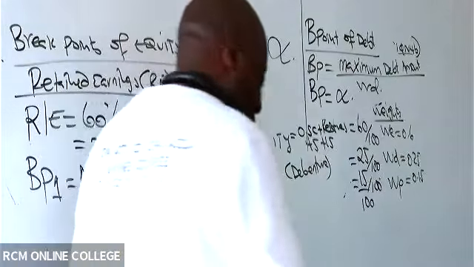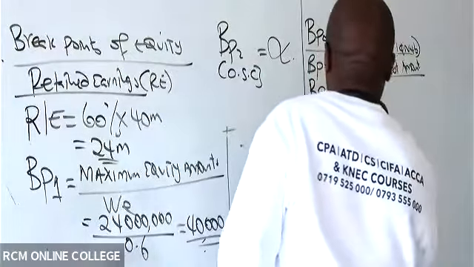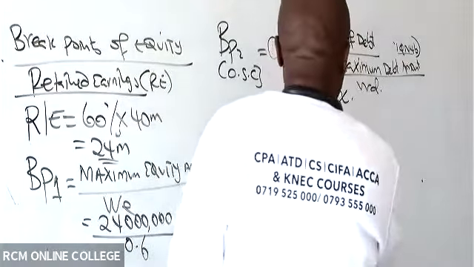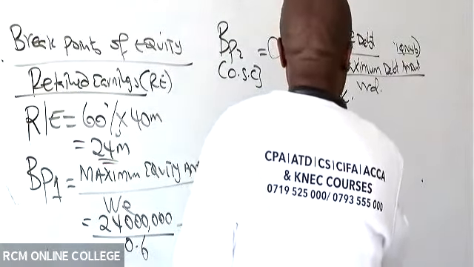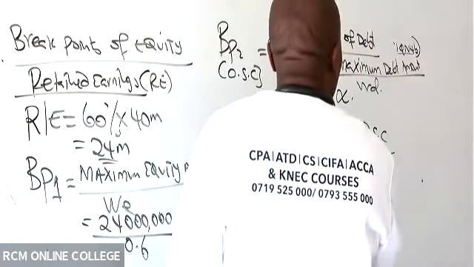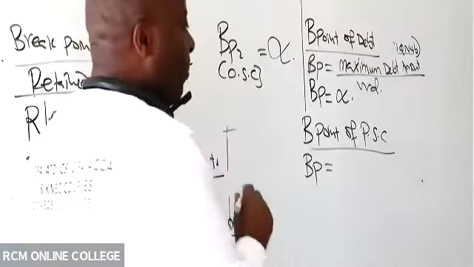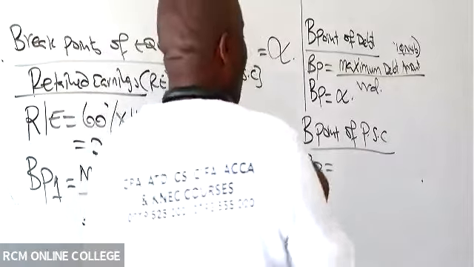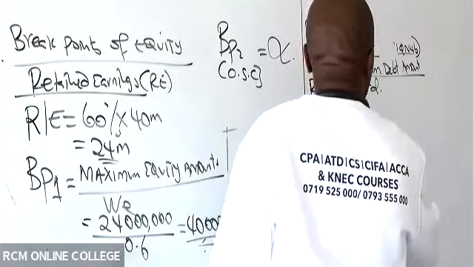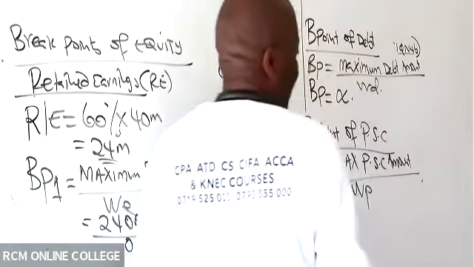Now from there, we can easily go to the preference. So you mentioned there, breakpoint of preference share capital. Always write the formula because you will end up getting a mark, even if it's 0.5. So breakpoint of preference share capital will be the maximum preference share capital amount over the weight of preference.